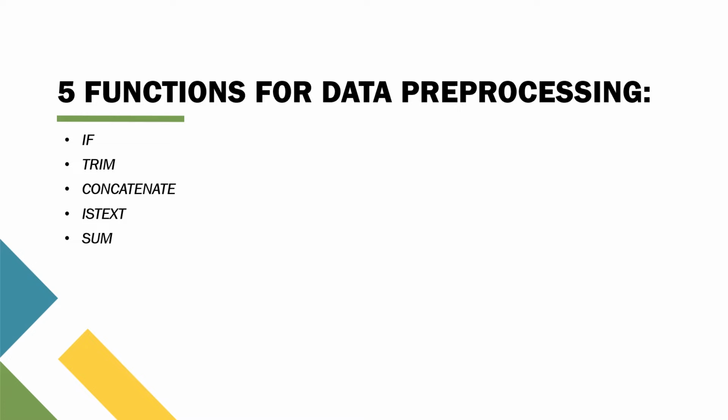Today we are discussing 5 functions for data preprocessing. First one, IF function. Second, TRIM. Third, CONCATENATE. Fourth is TEXT. And fifth one is SUM.